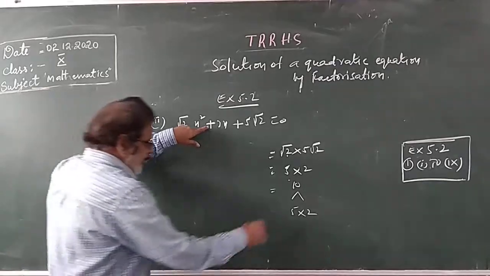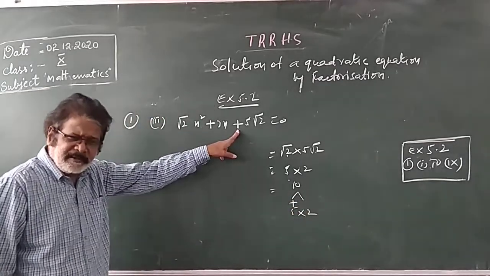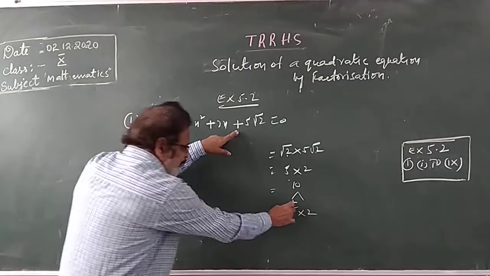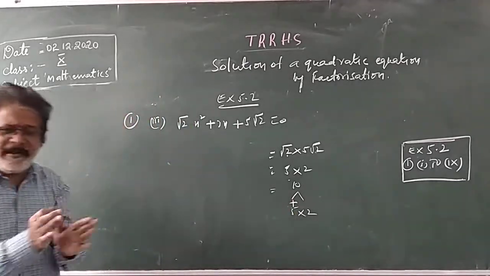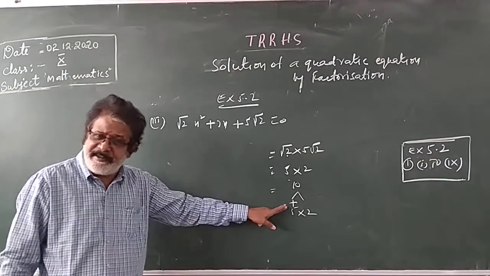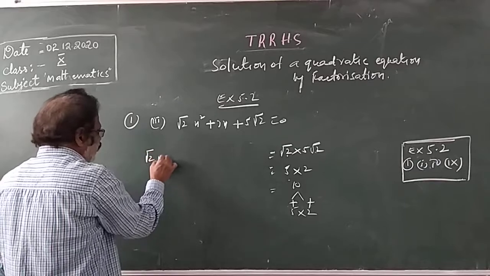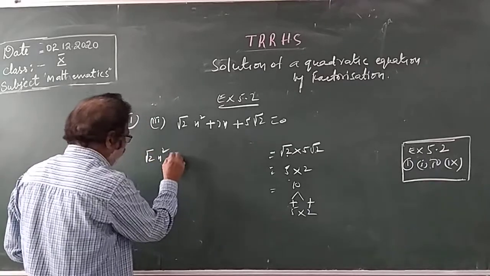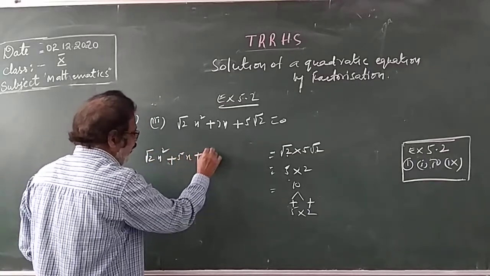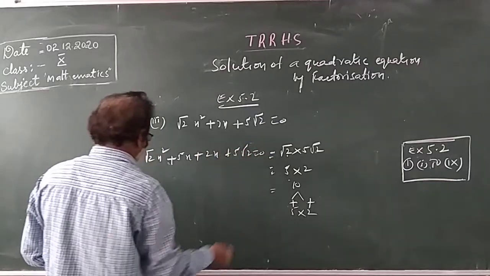Middle term sign should be allotted to the greater factor. The constant is plus. When the constant is plus, give the same sign as the greater factor. The greater factor sign is plus, so this is also plus. So instead of plus 7x, write plus 5x plus 2x plus 5 root 2 equal to 0.